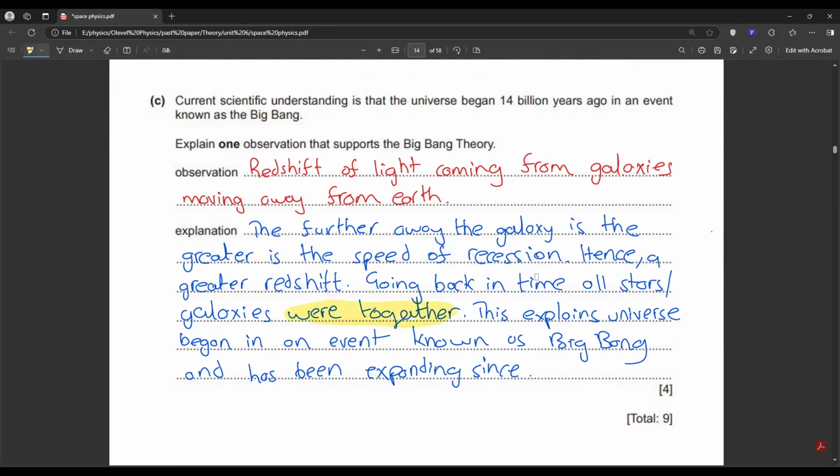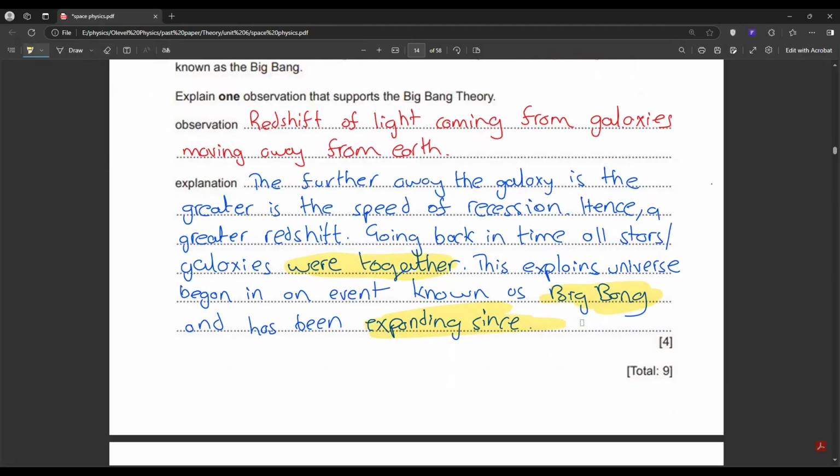See, the redshift in light explains or supports Big Bang. How? Because the further away the galaxies are, the greater is the redshift. Hence, going back in time, all the stars or galaxies would have been together. This explains that the universe began in an event known as Big Bang, and it has been expanding ever since.